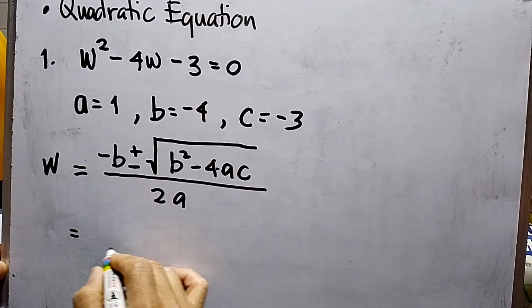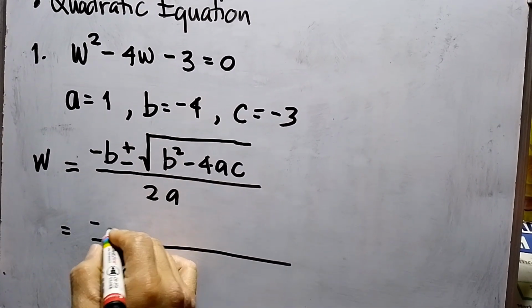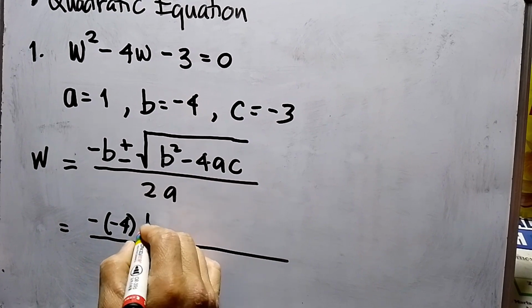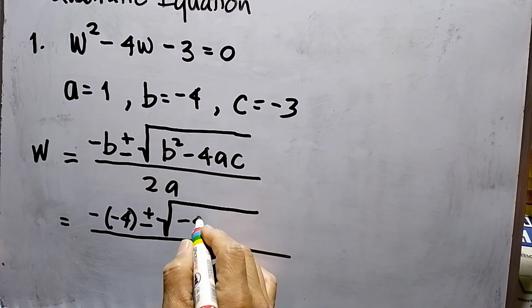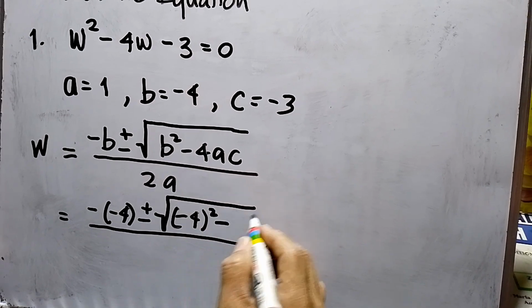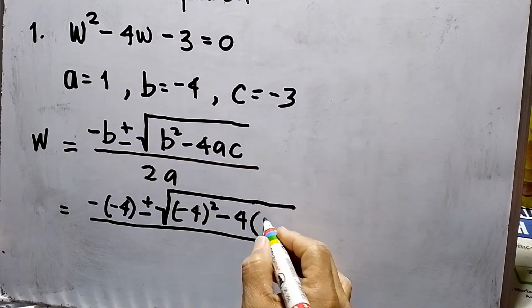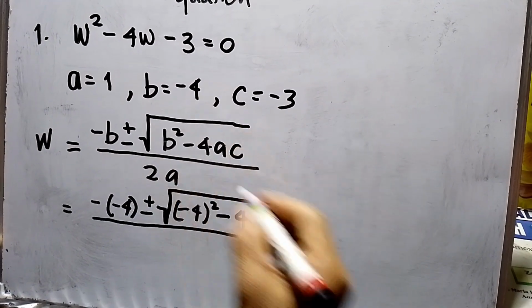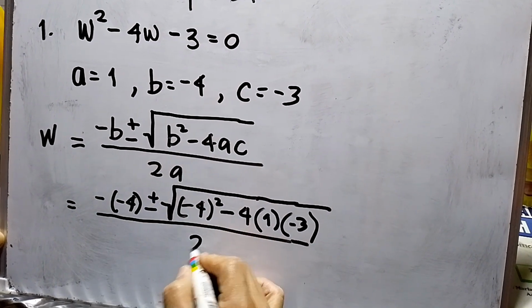Okay, substitute negative b, which is negative 4, plus and minus square root of negative 4 squared minus 4 times a is 1, then my c is negative 3, all over 2 times 1.